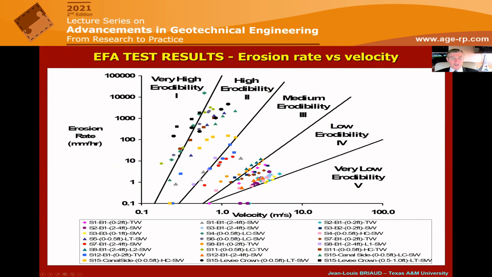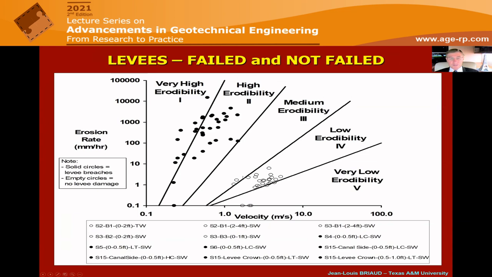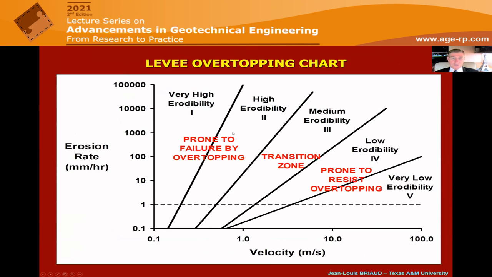So we were able to identify which levees were overtopped and resisted, and which levees were overtopped and failed. And from this, we generated a levee overtopping chart saying, if the material you test is within this zone, then you're probably prone to failure by overtopping. If you're in this zone, you probably can resist overtopping for a few hours. And then here you have the transition zone. So that helped us to do that.